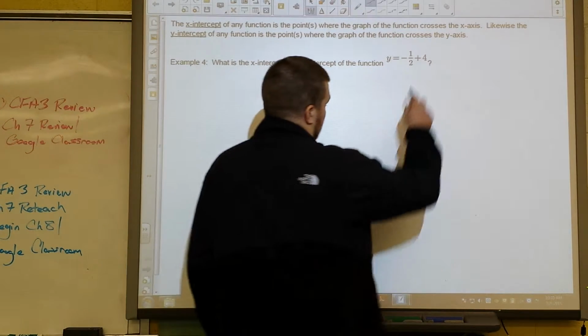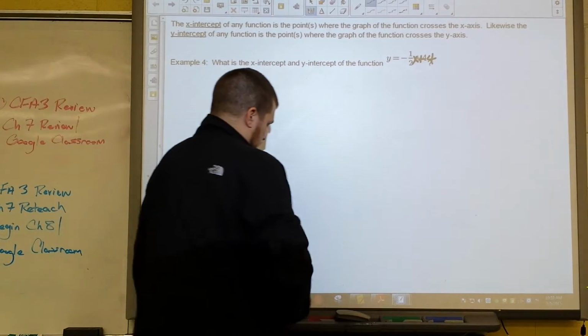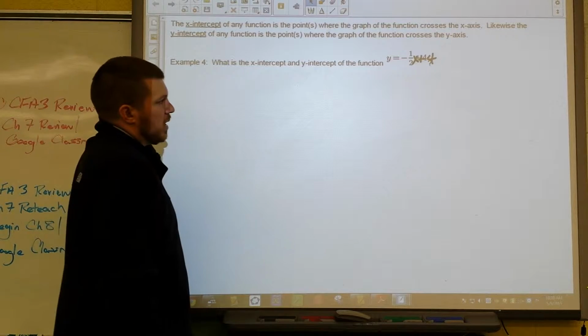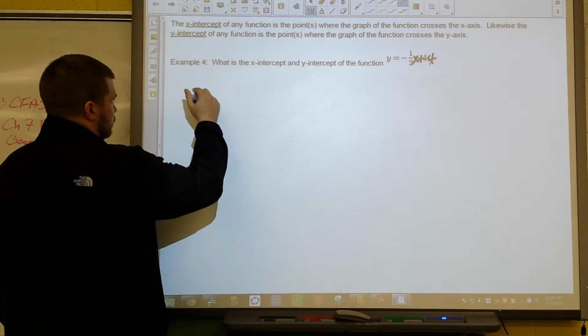So we want to know what the x and y-intercepts are of the function y equals -1/2 x plus 4. There's a typo here. This should be a -1/2 x plus 4. So go ahead and fix that in your notes if you haven't already. All right, so now what I want to do is to first find the x-intercepts.